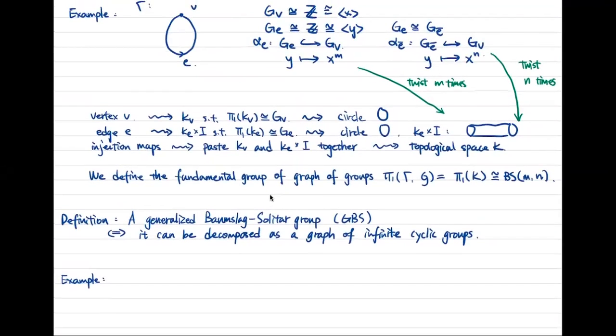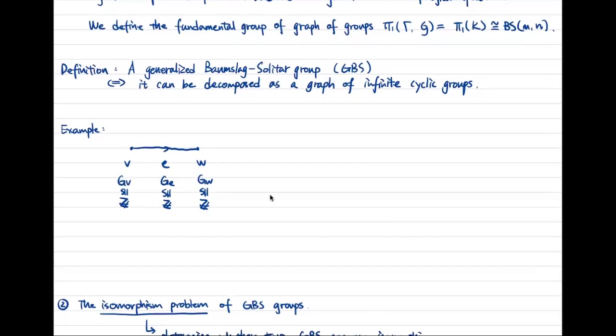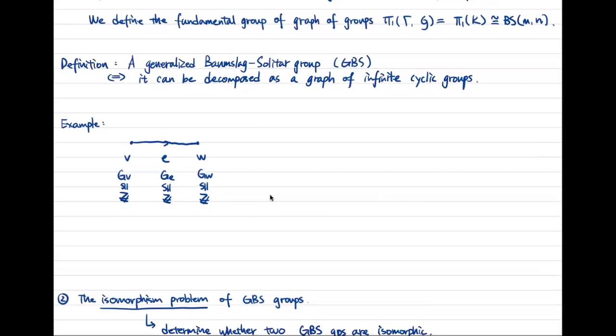Let me give you another example of a GBS group. Let's say our graph of groups structure, instead of a loop, has a simple edge. It has two vertices V and W, and we have an oriented edge E pointing to the right. To make this group a GBS group, we need the vertex groups and the edge group to be infinite cyclic. So GV is isomorphic to Z, GE is also isomorphic to Z, and GW is also isomorphic to Z. Let's name the generators of these three groups: GV is generated by X, GE is generated by T, and GW is generated by Y.